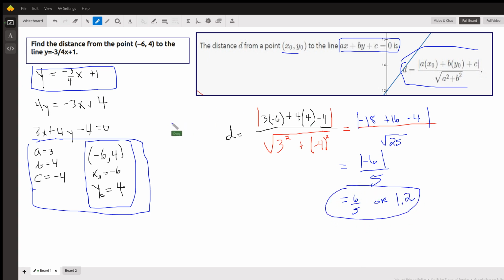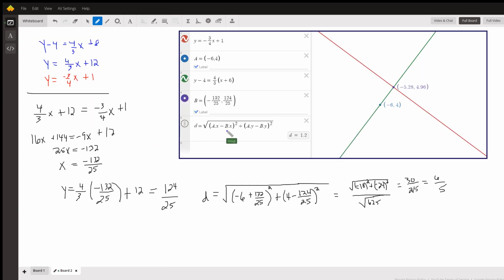Now, what do you do if you don't know the formula? There's a way to do it, but it's tedious. Here's the idea. This red line is the graph of the given equation. Here's the point, negative 6 comma 4. The distance from the point to the line is defined as this distance right here along the perpendicular.